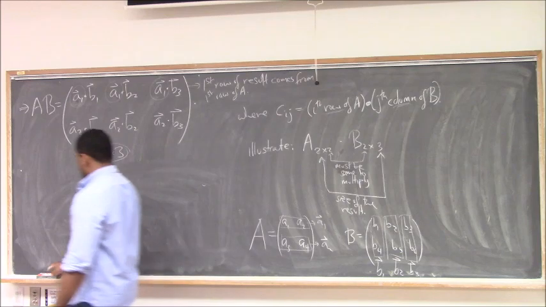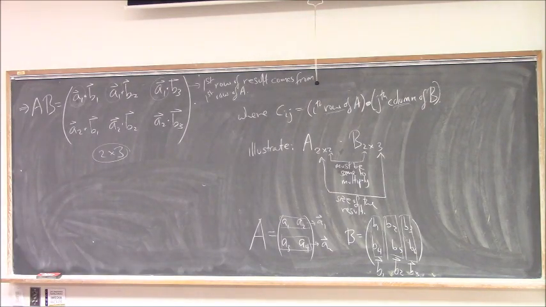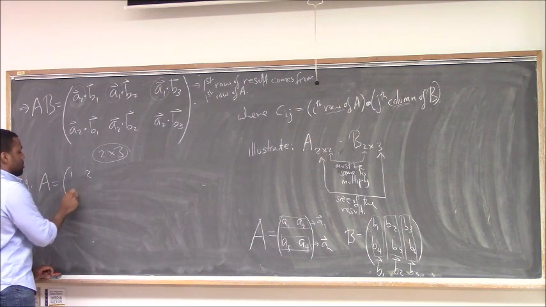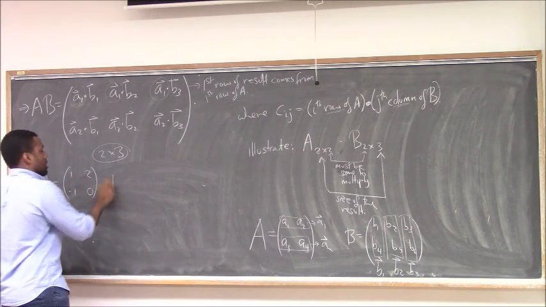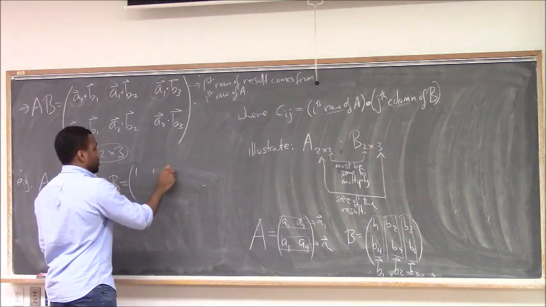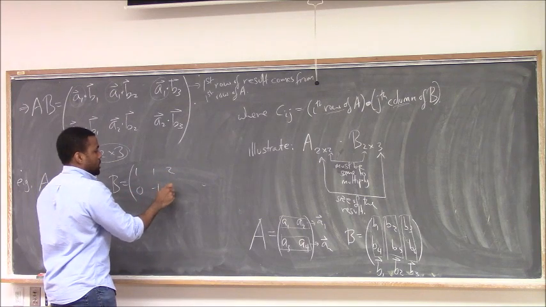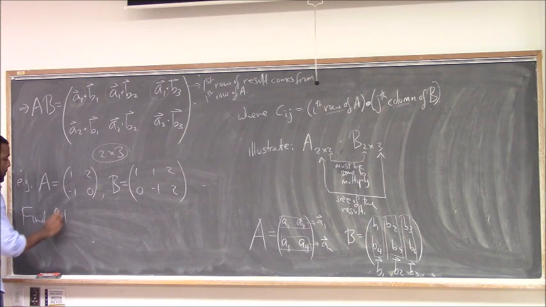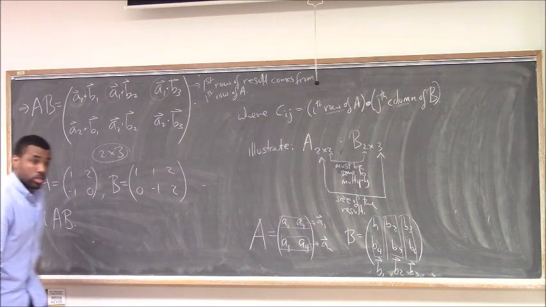So let's actually put some numbers to this so we can see how it works. For example, let A be, let's do the same size, [1, 2; -1, 0]. Let B be a 2 by 3: [1, 1, 2; 0, -1, 2]. Okay. Find AB, the product of these matrices.